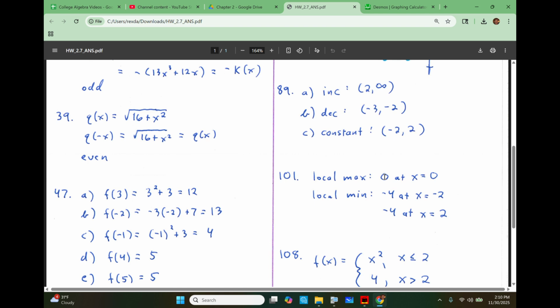And even though this graph continues up, there's not going to be an overall highest point. And if you look at the y values of negative 4 that happen both right about negative 2 and 2, those would be local mins. Those are the lowest points in the area. So the answer to these questions are the y values. And then if you want, you can say at x equals negative 2 and at x equals 2.